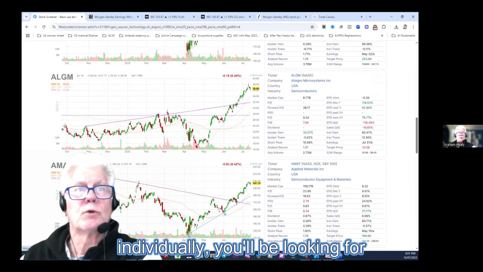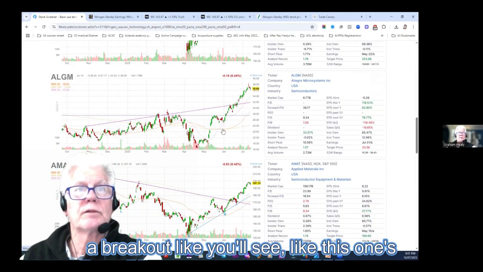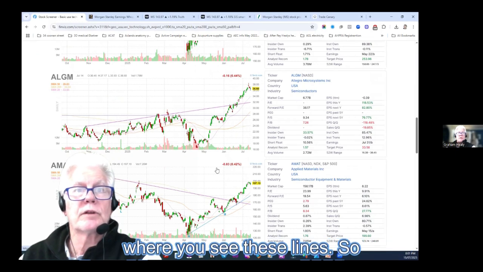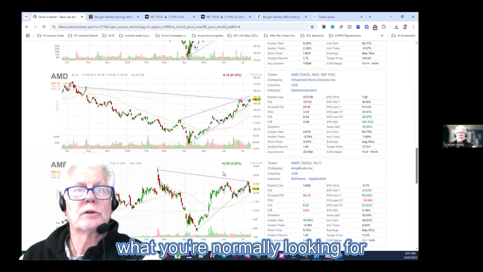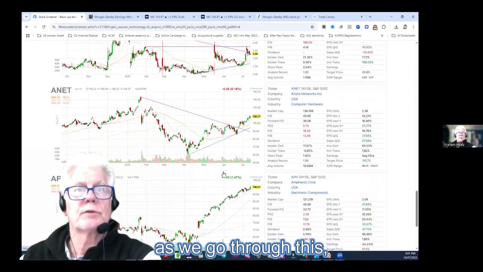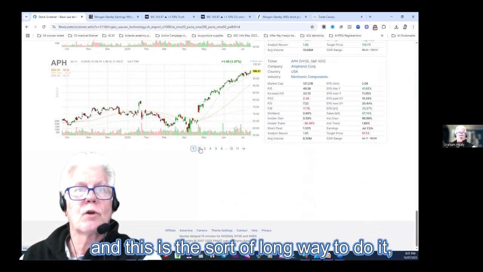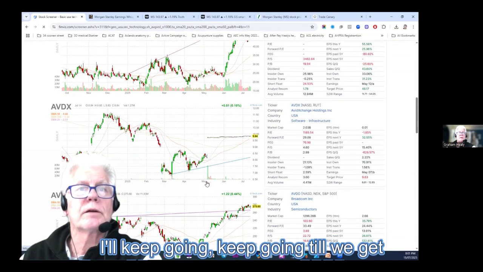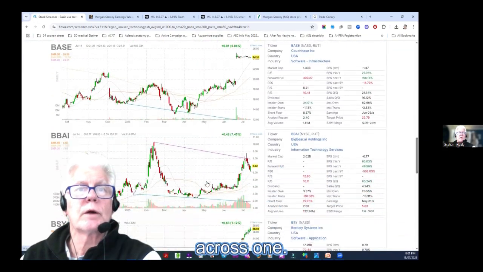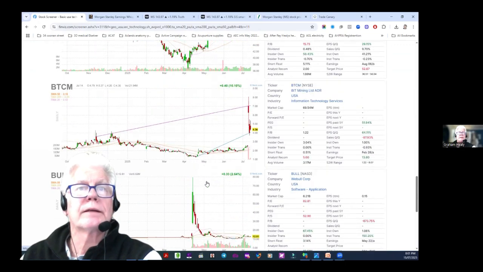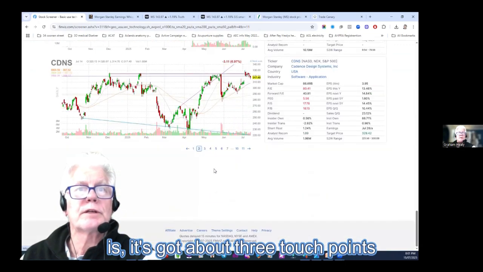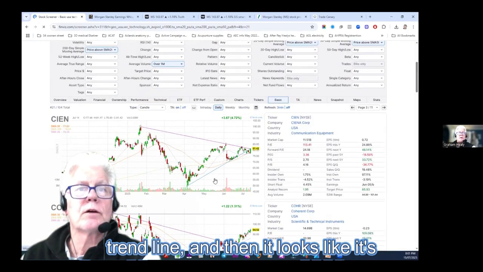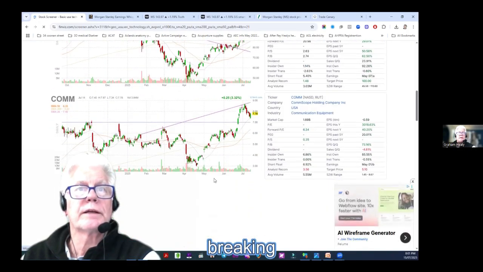You'll be looking for a breakout, like you'll see, like this one's growing, but boom, it's broken the line where you see these lines. So what you're normally looking for as we go through this, and this is the sort of long way to do it, how I started doing them. I'll keep going until we get across one. I'm looking for one that's got about 3 touch points on its trend line, and then it looks like it's breaking out.